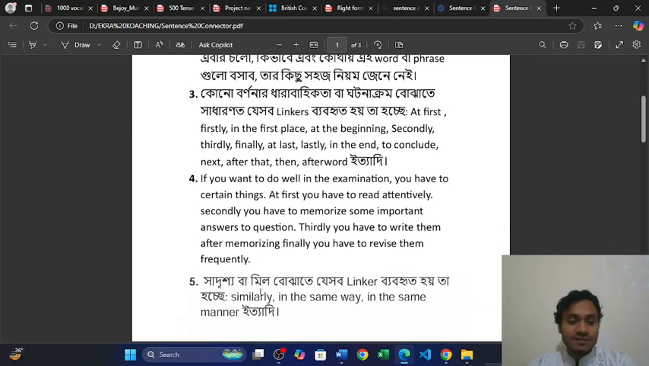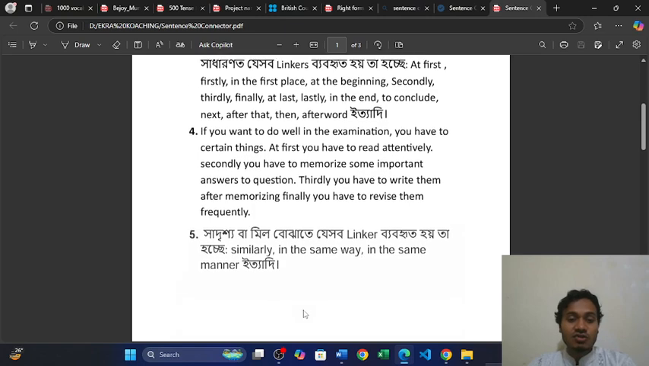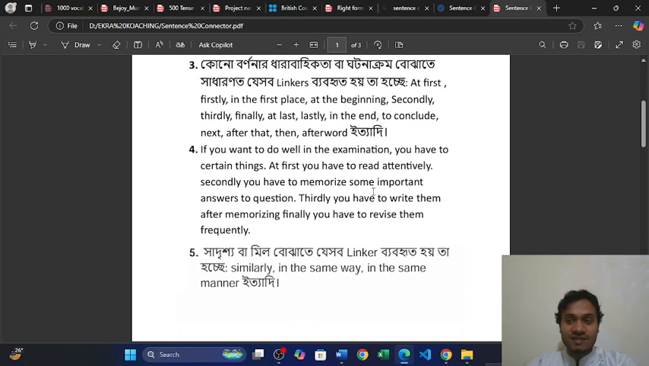Okay, so let's see some words of similarity, linking words that mean the same: similarly, in the same way, in the same manner, etc. So these are my basic words.